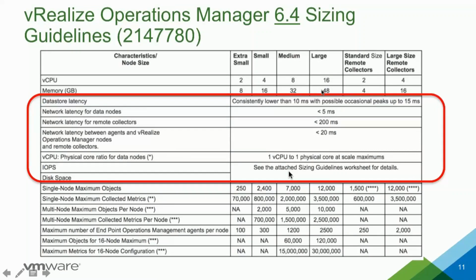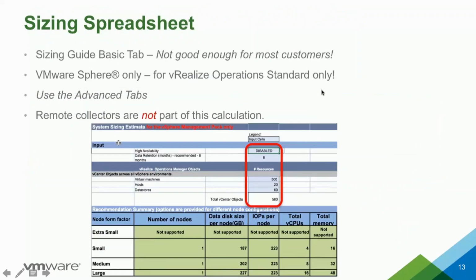So the sizing spreadsheet, there's a couple of different versions of it. There's the basic sizing guide. So it's basically a tab in the spreadsheet. So it's the sizing guide basic tab. And this is really not good enough for most customers. It does work okay for smaller vRealize operations standard only. Once you get into a larger size environment, I would say 2,000 VMs and up, you really want to start in all cases using the advanced tab.